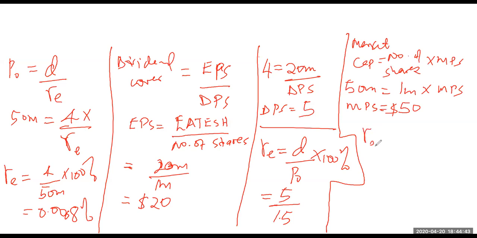So going back to the cost of capital equation, K is equal to D naught over P naught. We now have D naught as 5 and P naught as 50, times 100. So I got 10%. Yes, that's right. So the cost of equity for this example is 10%. That's very good, Luisa. That's how you get the cost of equity, okay?